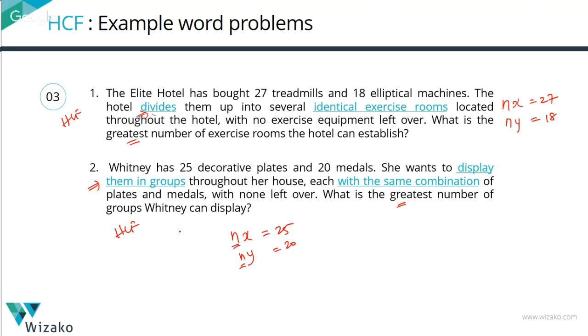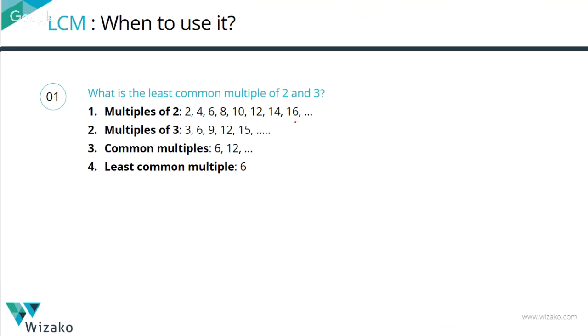Let's move on to LCM. Quickly look at what an LCM is. Multiples of 2: 2, 4, 6, 8, 10. We're talking about multiples, things repeating with a periodicity. Multiples of 3: 3, 6, 9, 12, and so on. Common multiples: 6 and 12. The first such common multiple is 6.